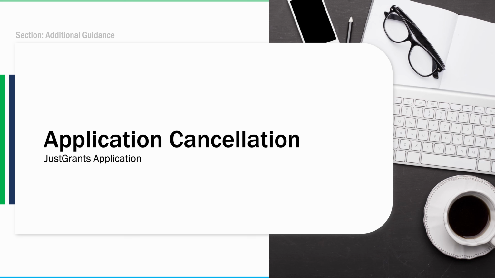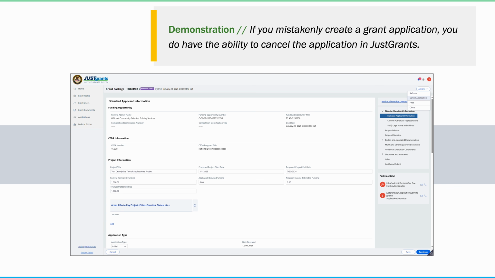If your entity has an application for funding in JustGrants, but makes the decision not to move forward with the application at all, it is possible to cancel an application. It's important to know that if you cancel an application and reconsider your decision, you will have to start all over again by beginning the application process in Grants.gov.